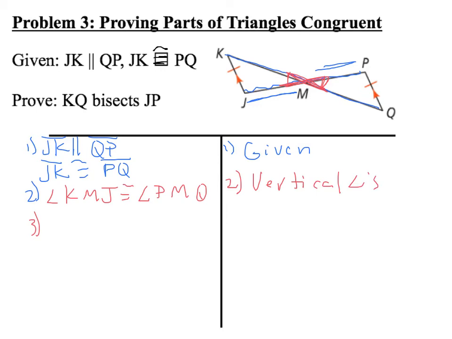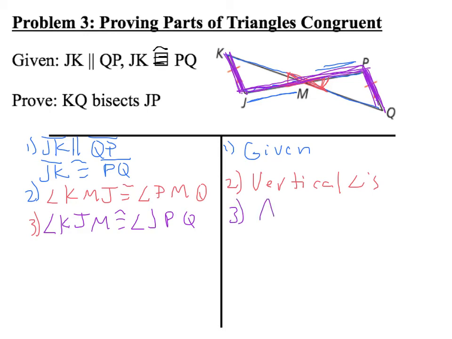And then whenever you have parallel lines, you always have to look at your Z. So when I'm looking for my Z, here are my two parallel lines. So this right here could be my Z. So I can say that angle KJM is going to be congruent to angle JPQ. And the reason because of that is that's my Z, or my alternate interior angles. So now I have this angle and this angle are congruent.